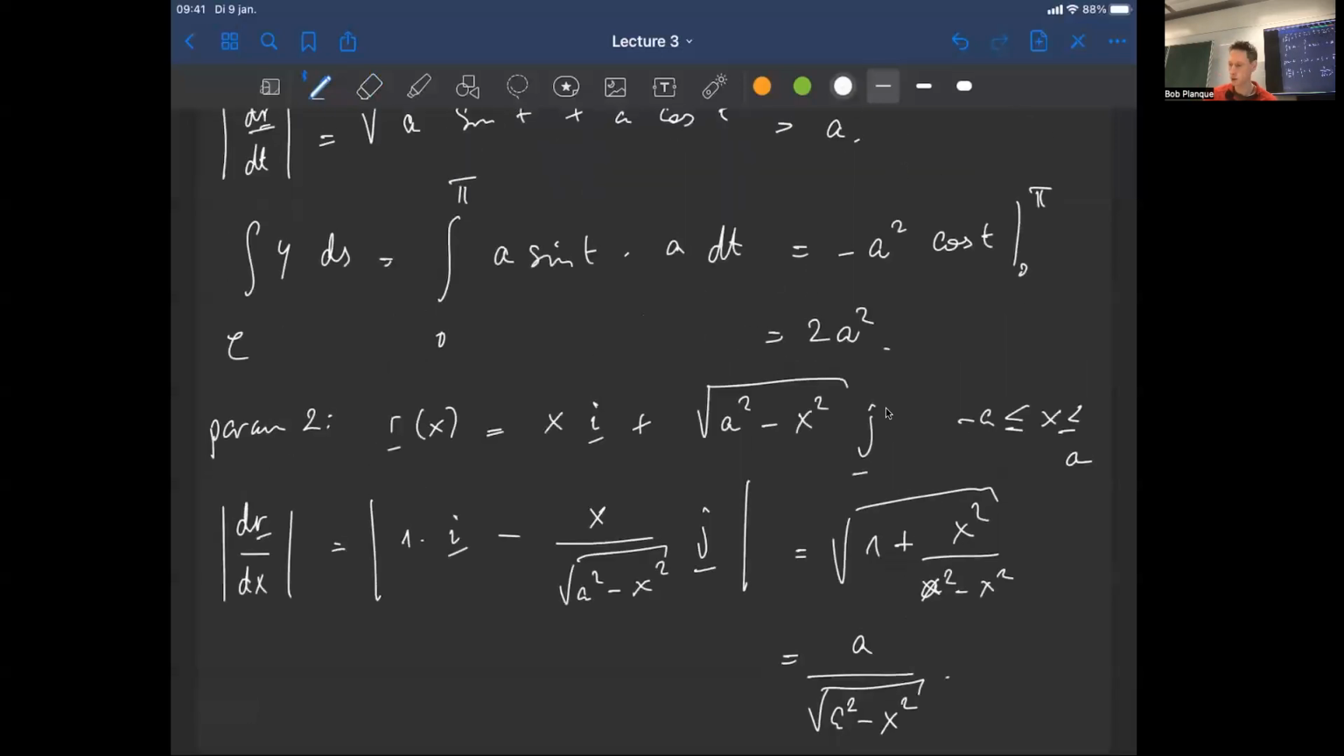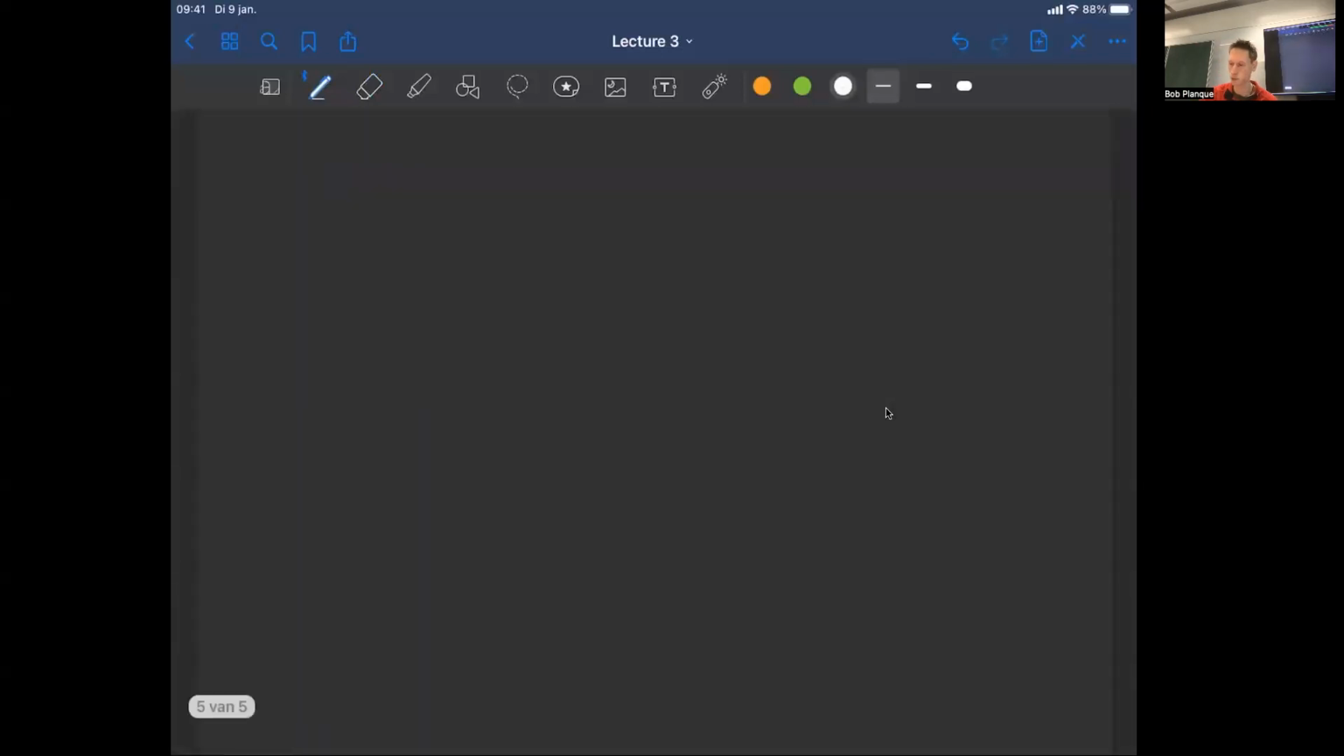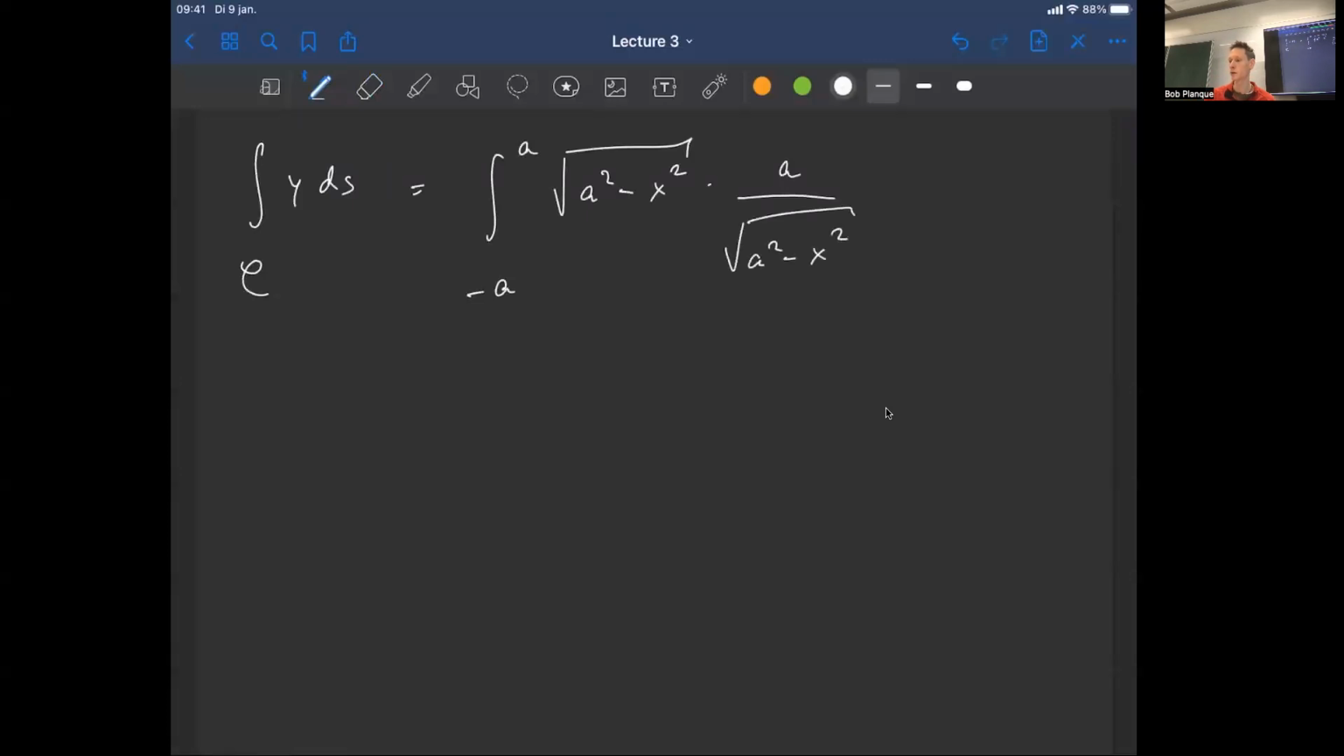So now I have the ingredients, and I just hope that I don't get stuck in doing my integral. So this is the integral now. x goes from minus a to a. y was equal to the square root of a squared minus x squared. And then I have the speed with which I traverse the curve, which I have computed. And you see that you get lucky. Well, not entirely. The thing that you wanted to integrate also becomes the thing in the denominator, and they cancel. So the hard parts fall out.